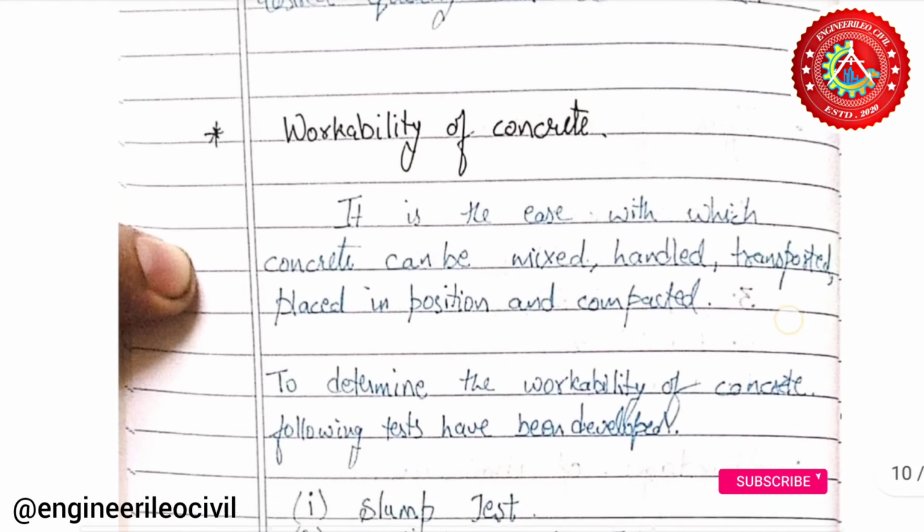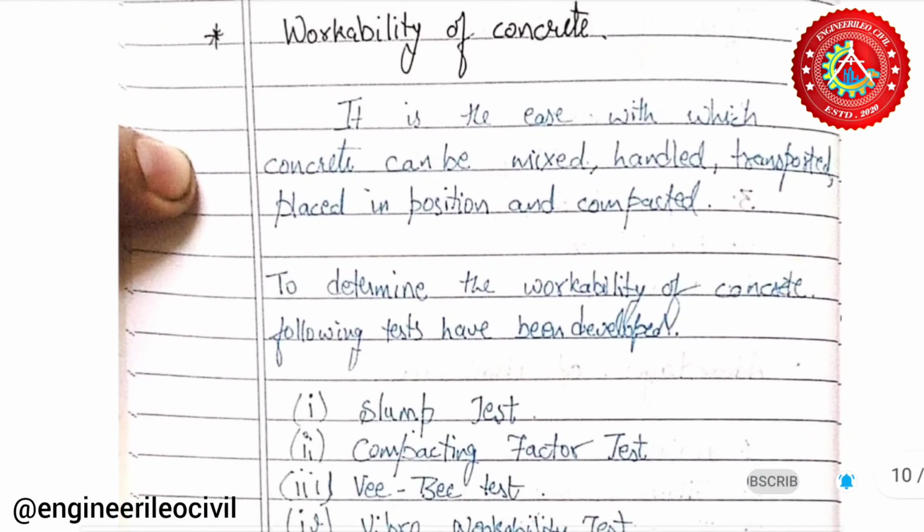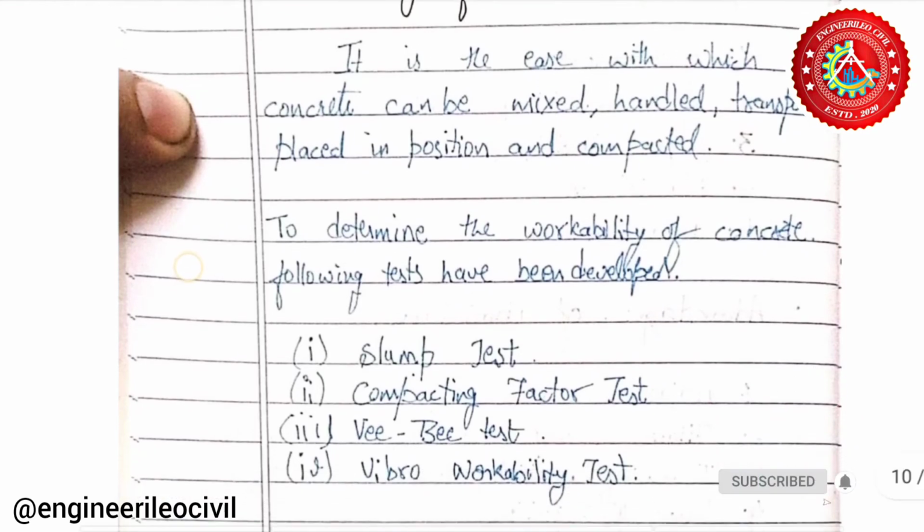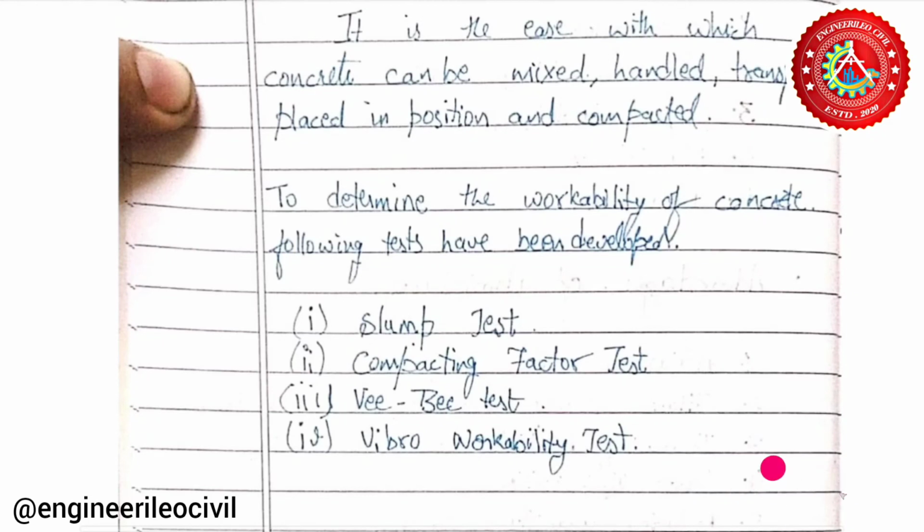The last but not the least topic of today is workability of concrete. Workability is the ease with which concrete can be mixed, handled, transported, placed in position and compacted. As per IS 1959, workability of concrete is the property which determines the amount of internal work necessary to produce full compaction. Workable concrete should not show any bleeding or segregation. To determine the workability of concrete, the following tests have been developed: slump cone test, compacting factor test, VB test, and vibro workability test. We'll learn in detail about these tests in a further lecture.